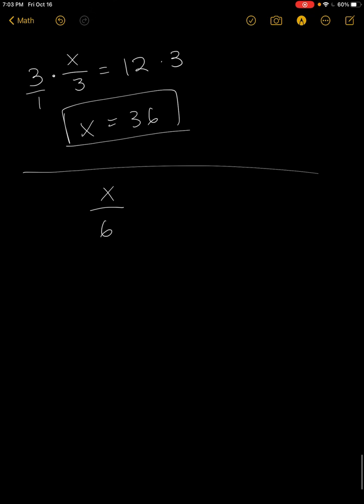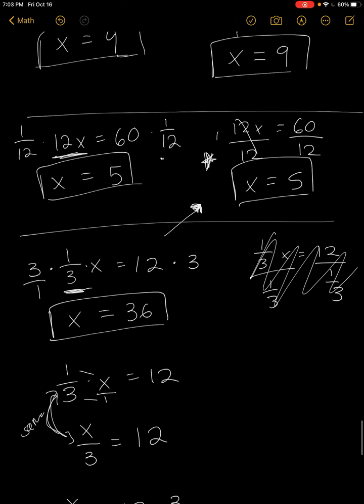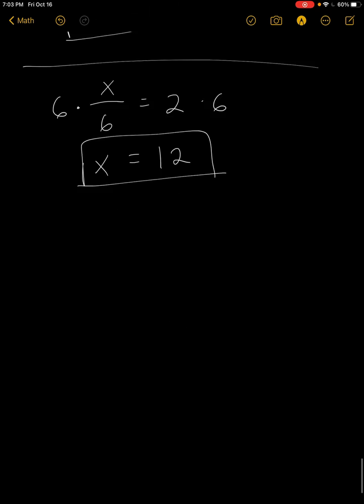So again, if you see something like this, I'm dividing by 6. What's the opposite of dividing? Multiplying by 6. So I'm going to multiply both sides by 6. I'm left with x and 12 on that side. It's a really good way to think about these.